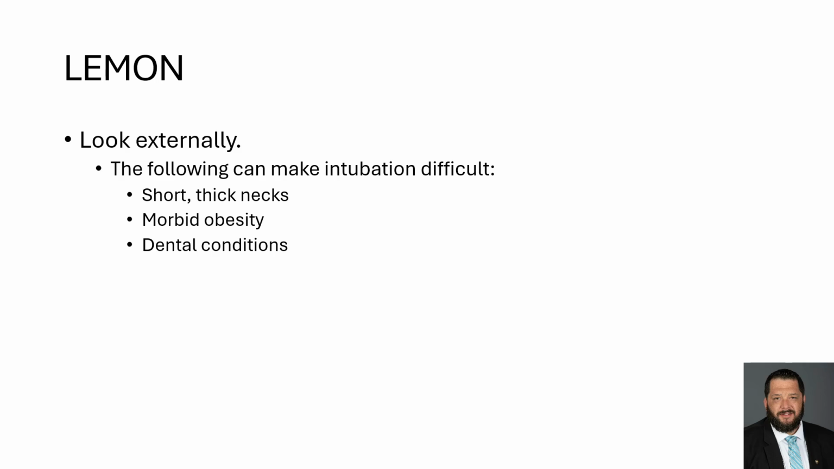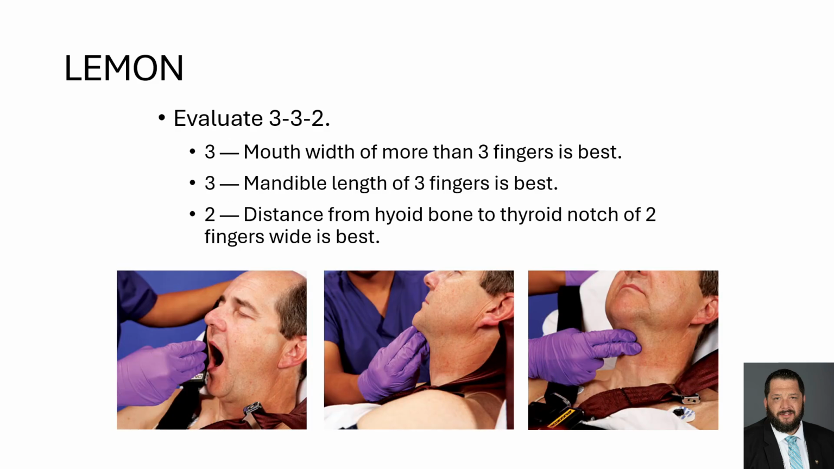So first, you're going to look externally, right? Things that will make an intubation significantly more difficult. Things like morbid obesity, dental conditions, or short, thick necks. We use the 3-3-2 method to evaluate this. So we're looking for a mouth width of at least 3 fingers, a mandible length of at least 3 fingers is best, and a distance from the hyoid bone to the thyroid notch of at least 2 fingers is best.